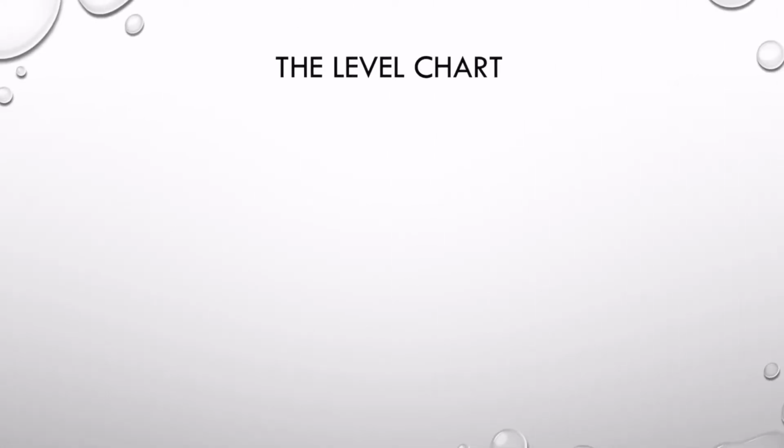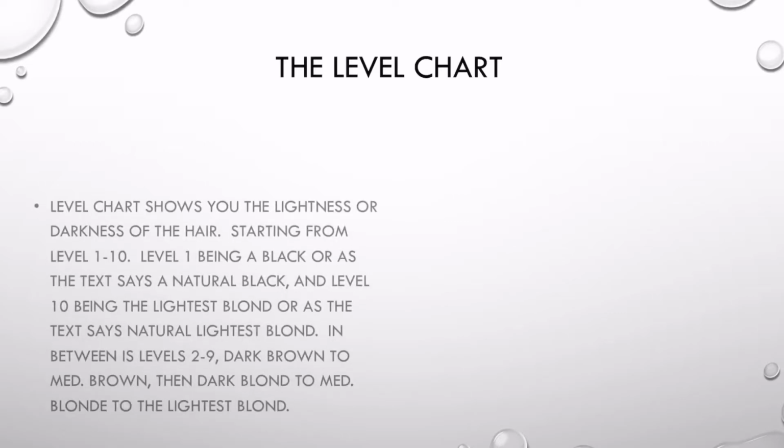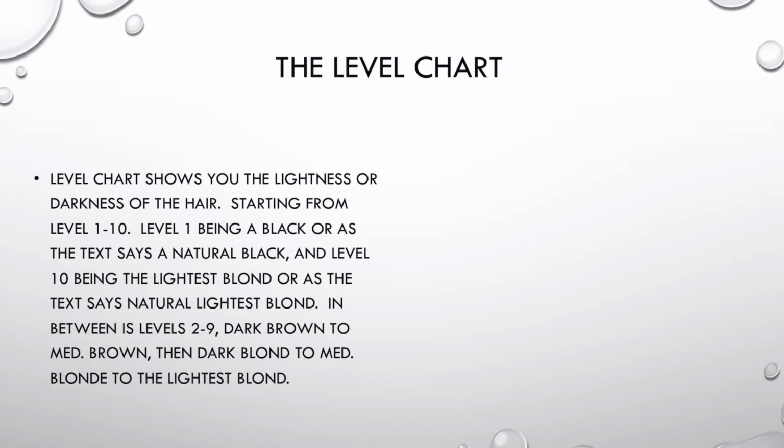So there's a level chart here. Usually the level chart goes from 1 to 10, 1 being black, but in your text it says natural black. This is coming from your Milady's textbook. If you're in school studying to be a cosmetologist, or you haven't gone to State Board yet and you're studying for your test, this is coming out of chapter 21 in the Milady's textbook. So 1 is black, but in the text it says natural black. And then 10 being the lightest blonde, or as your textbook says, natural lightest blonde.